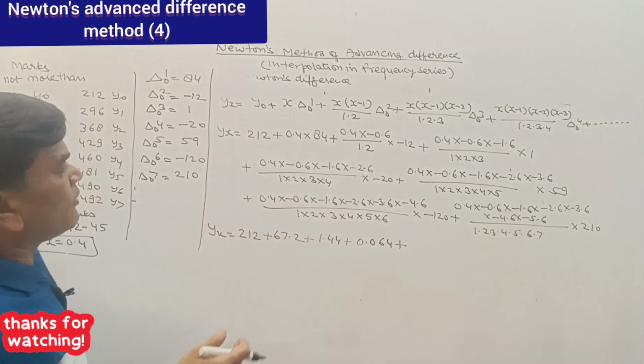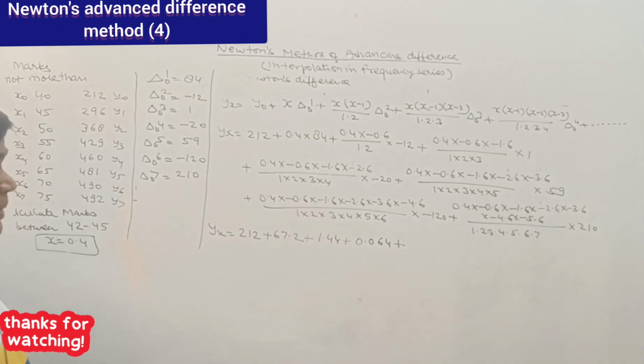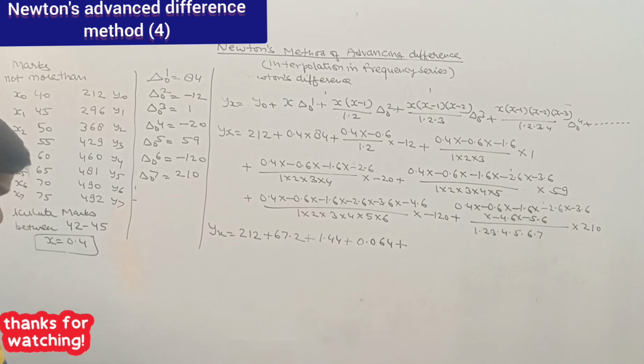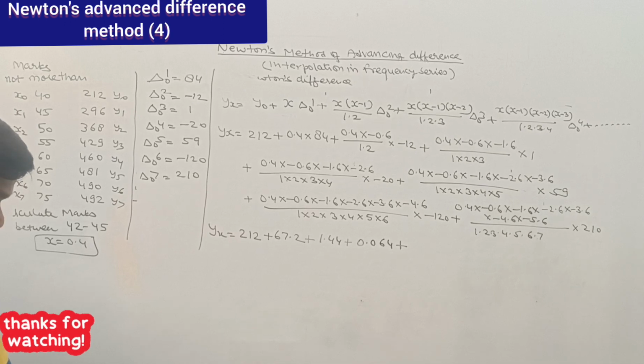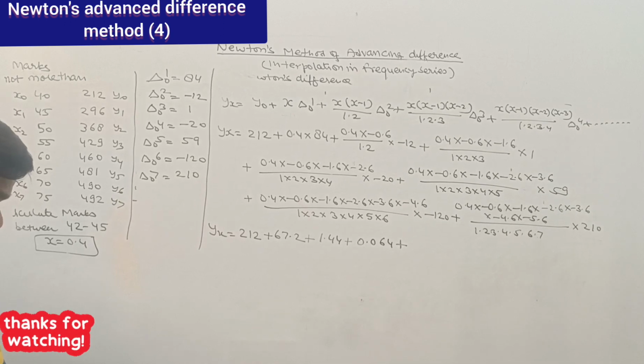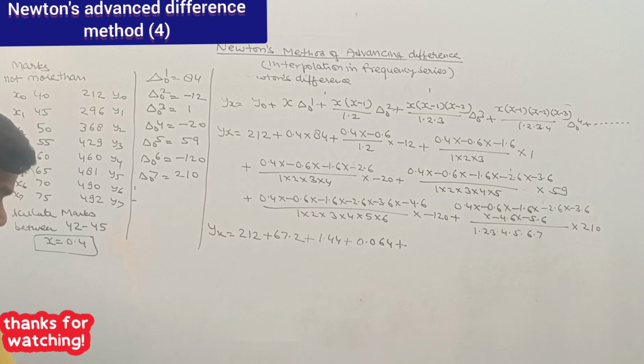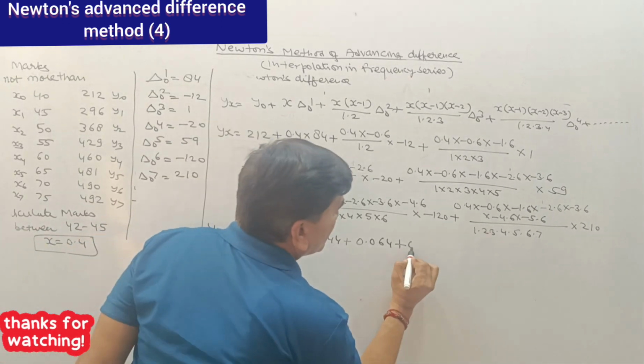4 minus, so value will be plus. 0.4 multiply 0.6 multiply 1.6 multiply 2.6 multiply 20 divided by 24, so value is plus 0.832.